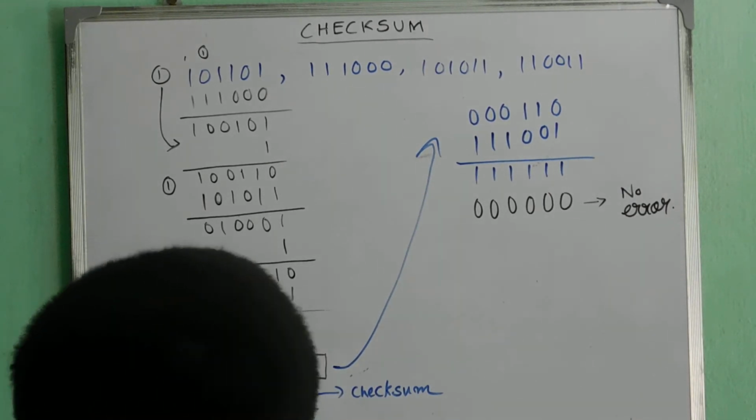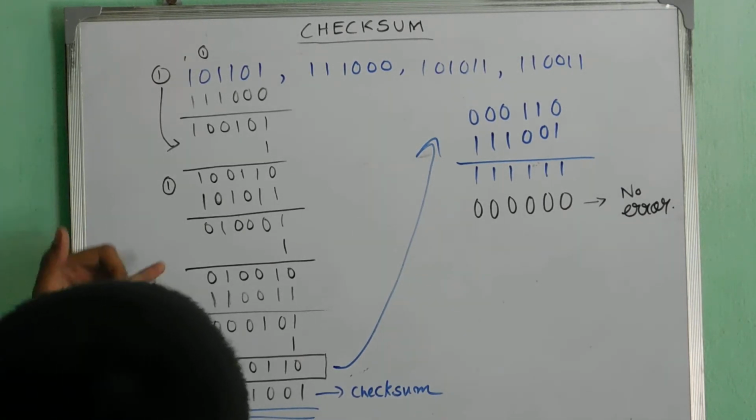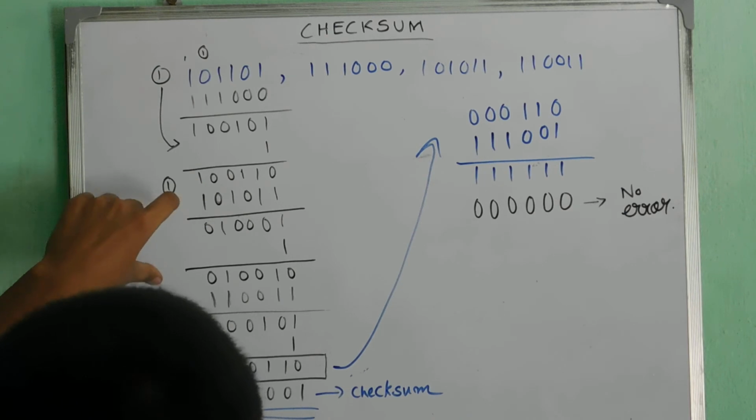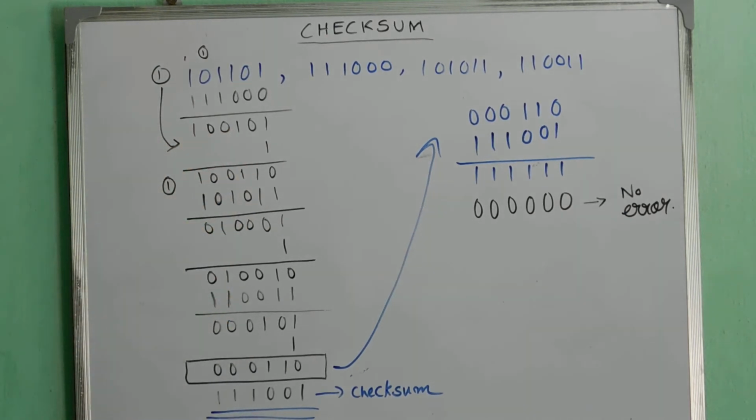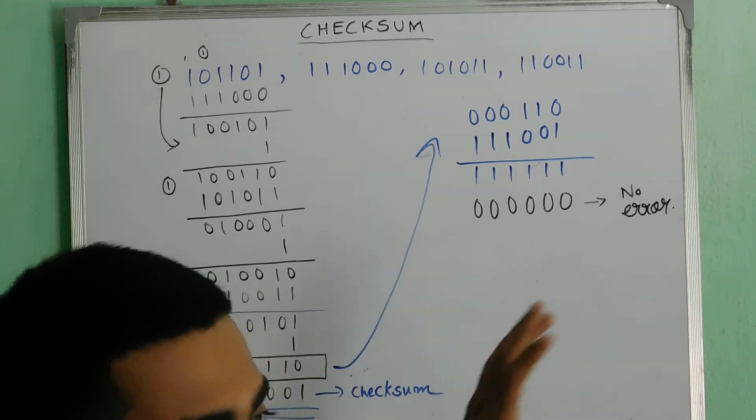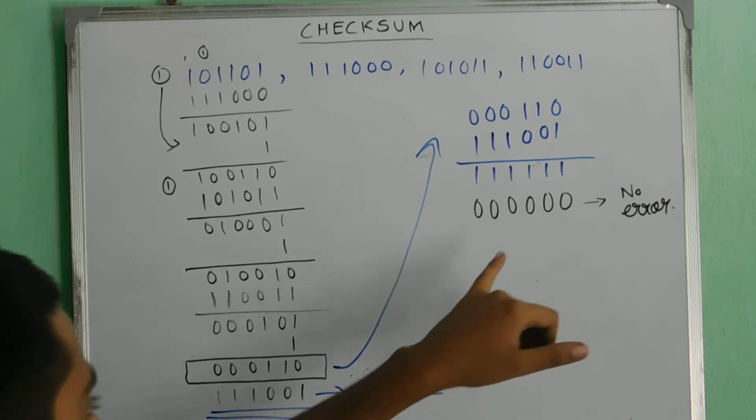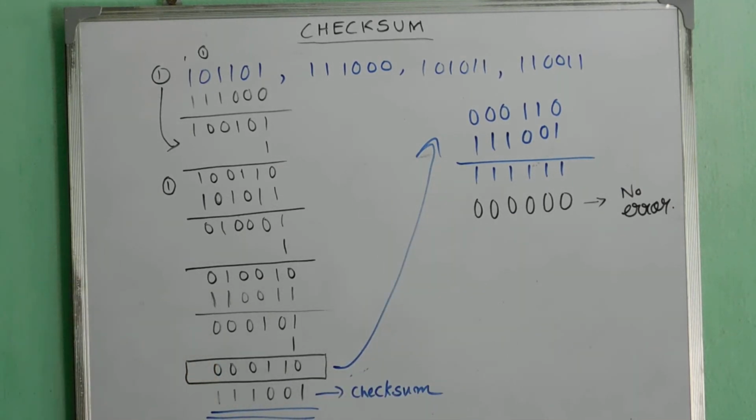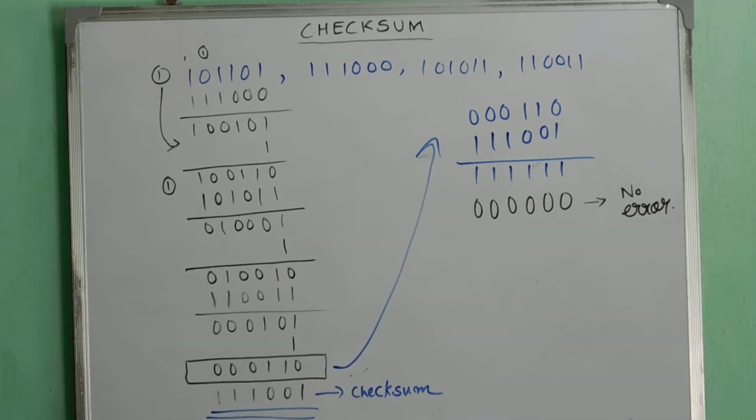Okay, so this was our checksum technique, and if by mistake or by any chance any distortion or any change occurs in the data sets in between the transmission, then this result will not come out as 0. Okay, so if this comes out to be 0, then we can say there is no error, but if this result does not come out to be 0, then we can say that there is an error. Okay, so this was the checksum technique.